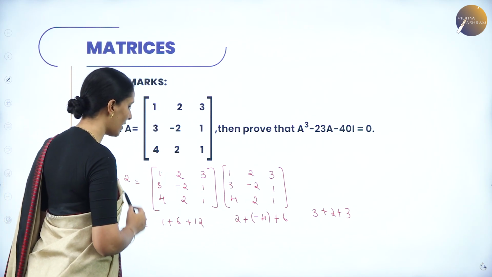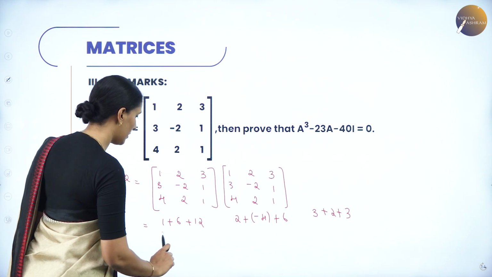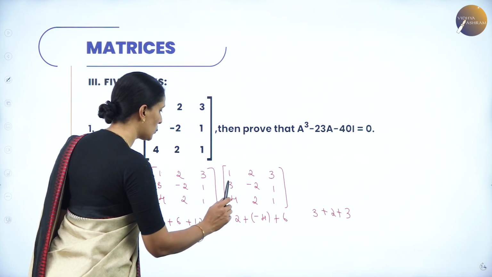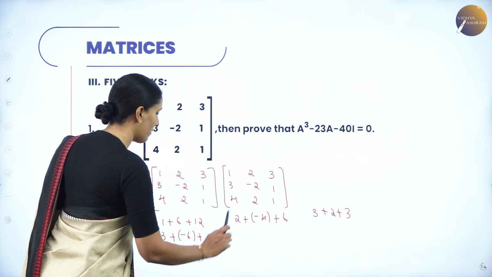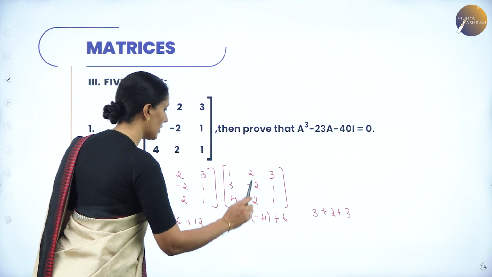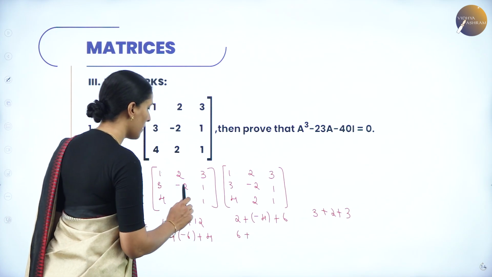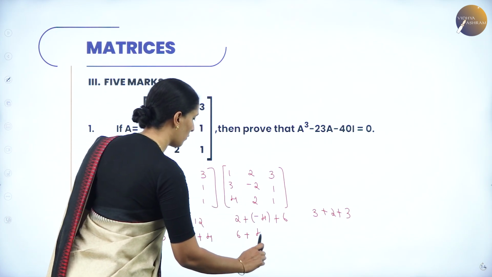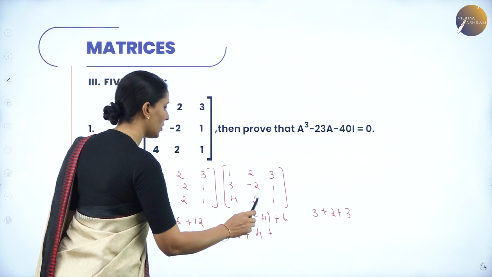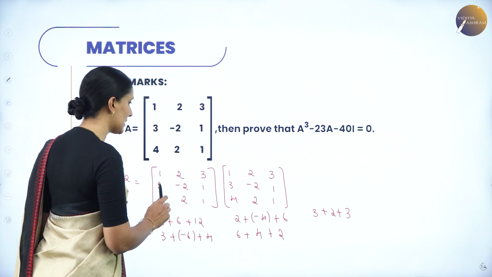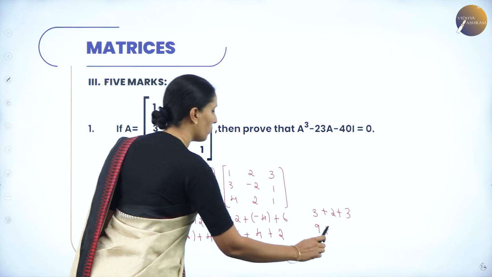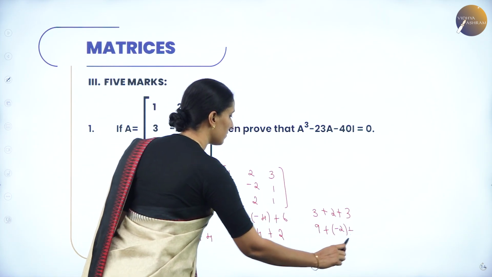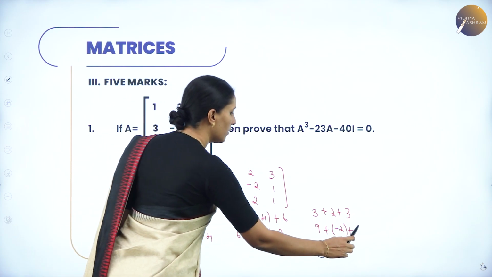Let's move on to the second row. 3 ones are 3 plus minus 2 into 3 is minus 6 plus 1 fours are 4. 3 twos are 6 plus minus 2 into minus 2 is 4 plus 1 into 2 is 2. Next, 3 threes are 9 plus minus 2 into 1 minus 2 plus 1 ones are 1.